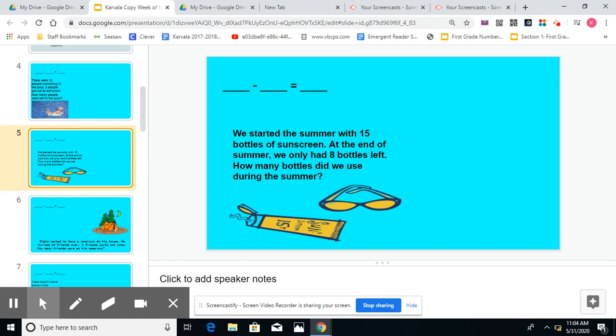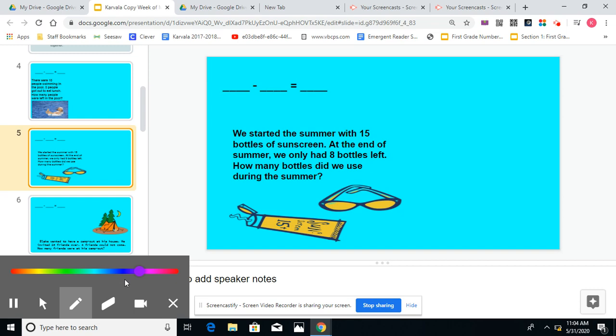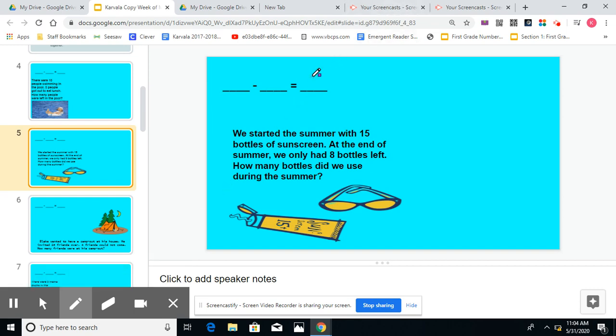All right, we started the summer with 15 bottles of sunscreen. At the end, we only had 8 bottles left. How many bottles did we use during the summer? So having 8 bottles left, I'm going to go ahead and put that as my answer. 8 bottles left. Okay, and how many did we start with? Right here. We started with 15. So we're trying to figure out how many bottles. We started with 15, we ended up with 8. We're looking for this missing number here.